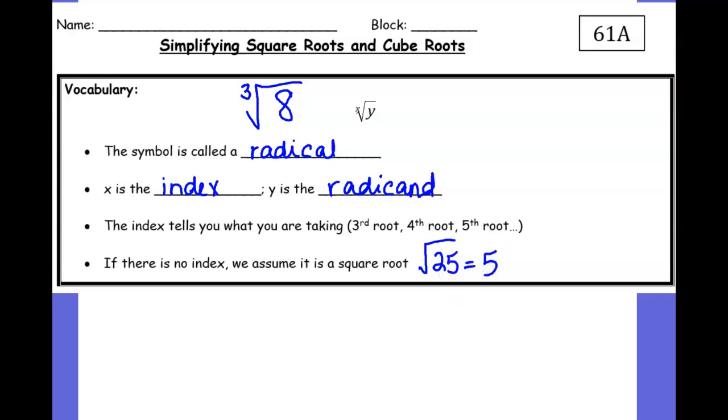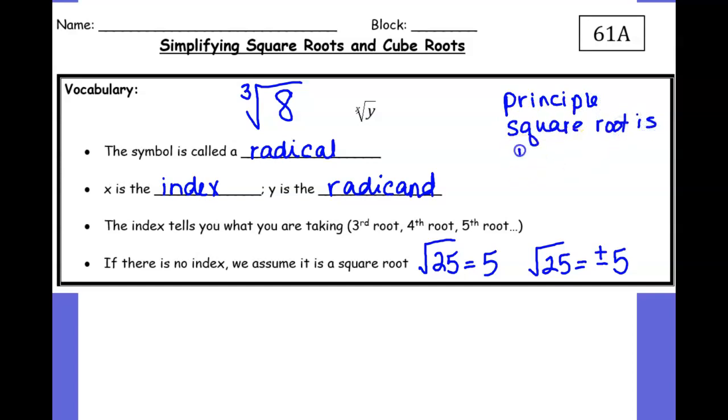So for purposes of discussion, although we know that the square root of 25 is equal to plus or minus 5, because a negative times a negative is also a positive, when we're simplifying radicals, we're only going to deal with the principal square root. The principal square root is the positive. We're not going to worry about negatives for simplifying, so only the principal square root.